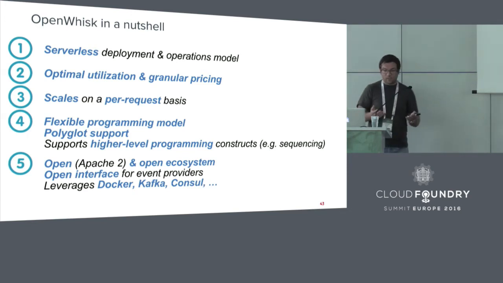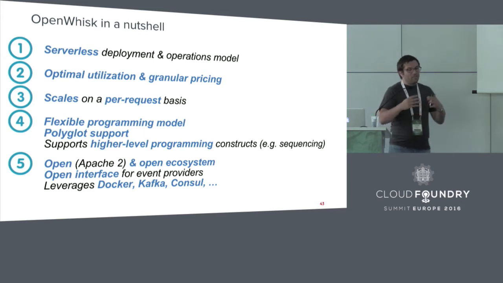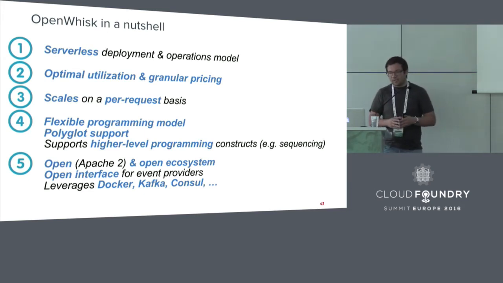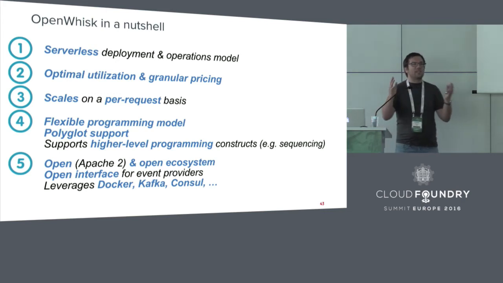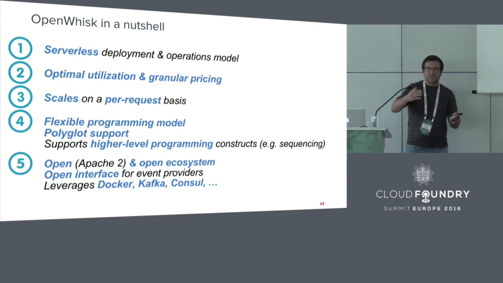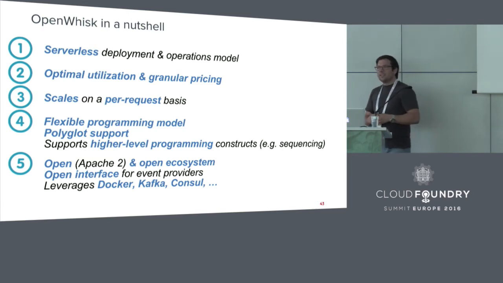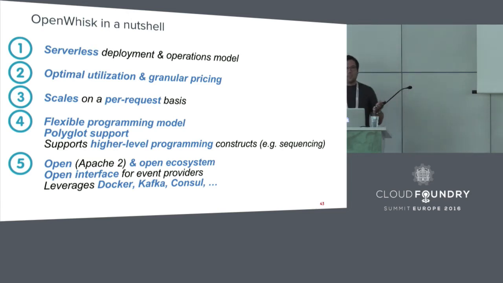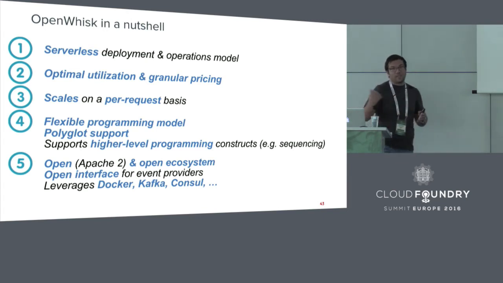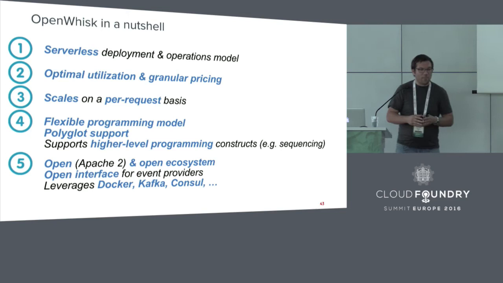So the engine itself is open, and it's being built on open technologies as well. We leverage things like Docker, Kafka, Consul, and so forth. But even the entire ecosystem around it is open. This ecosystem is comprised of event emitters, so services emitting the event that is then supposed to kick off an action, and event consumers. All these different event consumers and event emitters can even be provided by different vendors, which is what makes the ecosystem open.